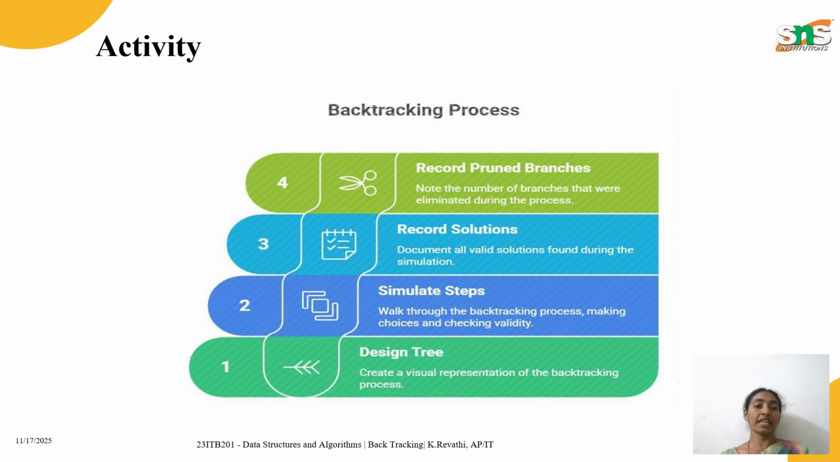Then today's activity, the backtracking process, will be carried out as follows. Record pruned branches, meaning the branches which are invalid will be removed. Then record the solution and simulate the steps using the backtracking concept, and finally we have to decide the state space tree for the optimal solution.